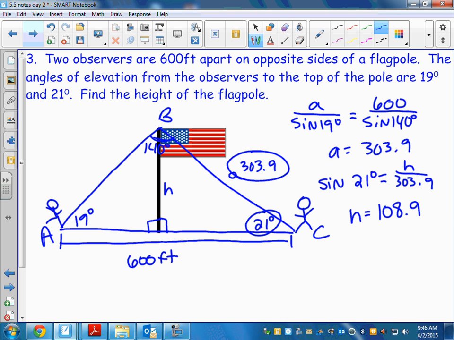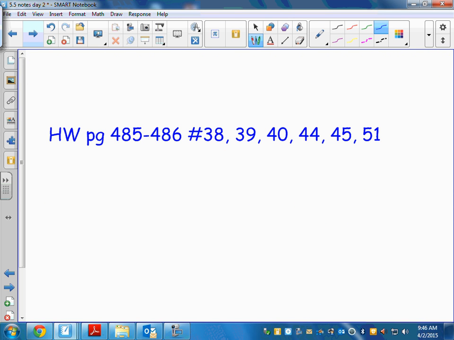So 108.93. I think so. Do you agree with that? Those Ys must be huge. 600 feet is far apart, right? Yeah, but they're still like a third as tall as the flagpole.